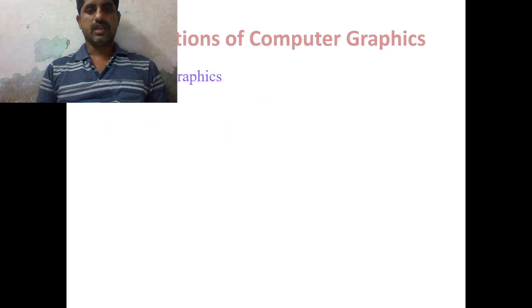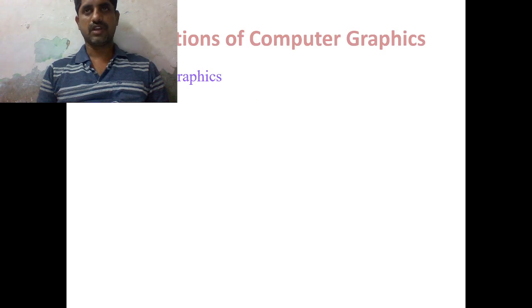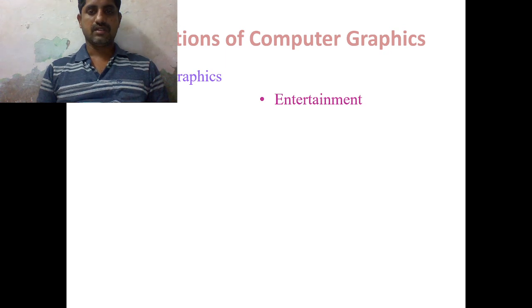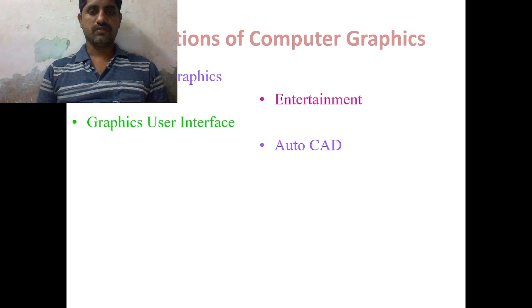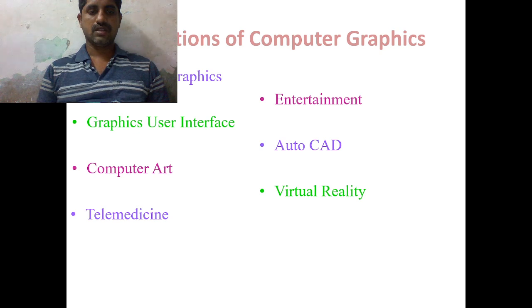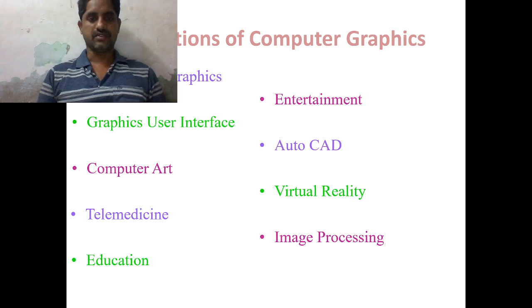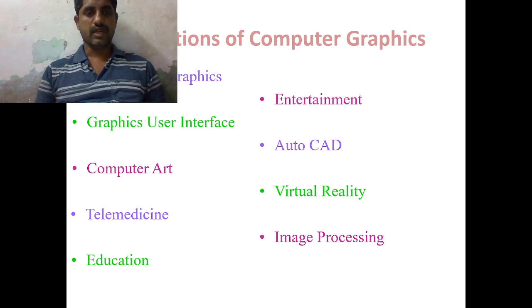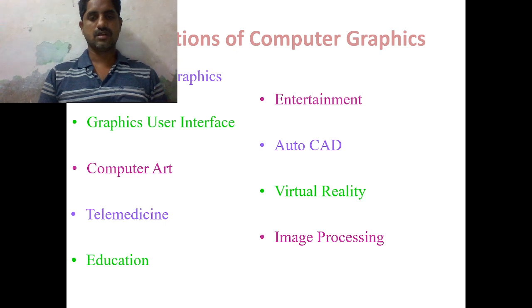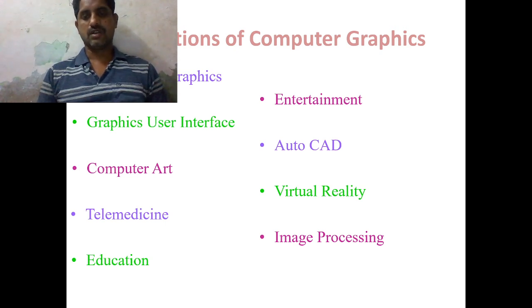Next, applications of computer graphics. Here we are using different types of applications. Mainly, the first one is presentation. Second is entertainment. Third is graphical user interface. Fourth is AutoCAD. Fifth is computer art. Sixth is virtual reality. Seventh is telemedicine. Eighth is image processing. And ninth is education. So these are the main important applications of computer graphics: presentation graphics, GUI, computer art, telemedicine, education, entertainment, AutoCAD, virtual reality, image processing.